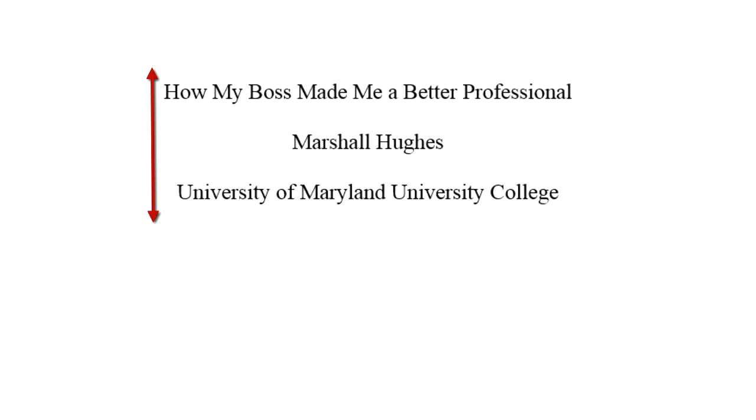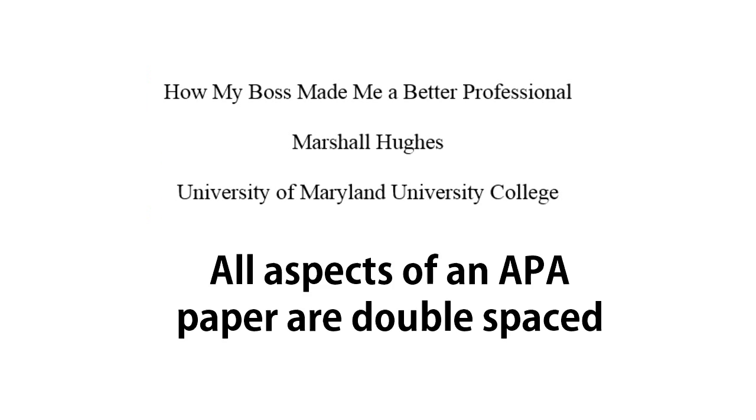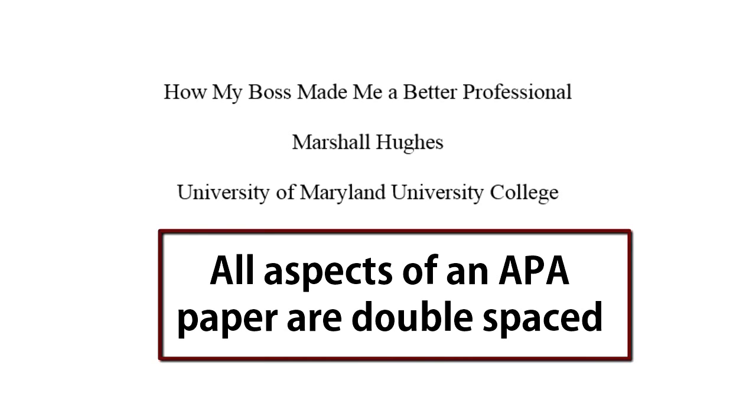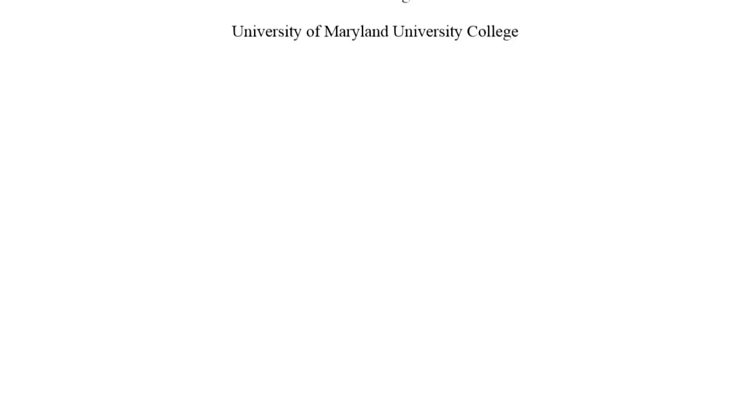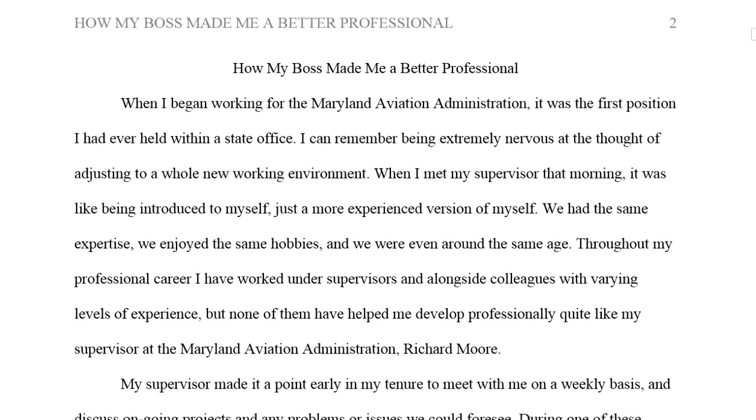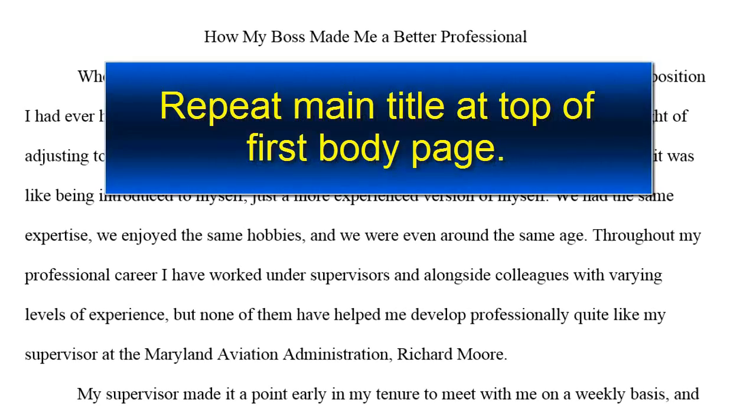This brings up an important point about your APA manuscript. Everything in it is double-spaced. Nothing less and nothing more. Next, note that the paper's main title is repeated at the top of the first body page. How My Boss Made Me a Better Professional.